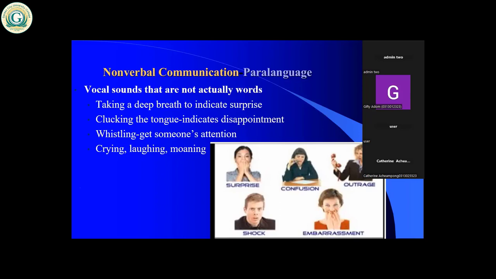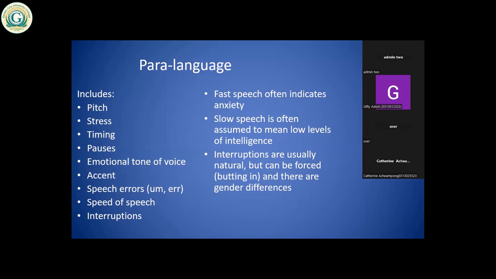So it includes what? Pitch, stress, timing, pauses, emotional tones, accent, speech errors, speed of speech, and so on. Interruptions are usually natural but can force a pattern. So as you can see, these are some of the strategies for effective communication.